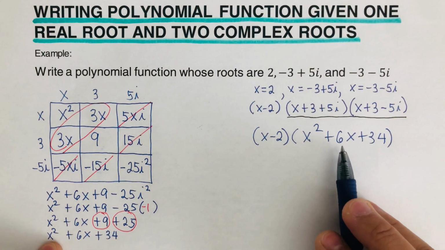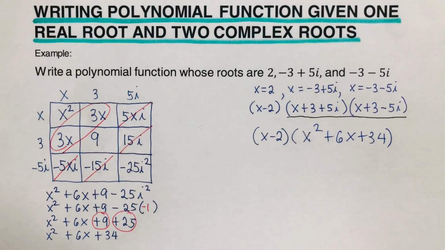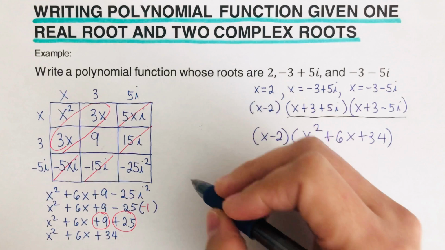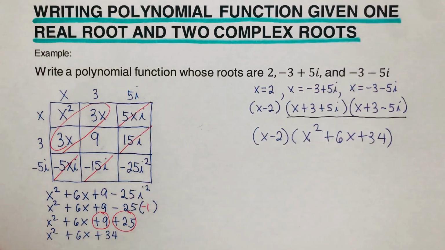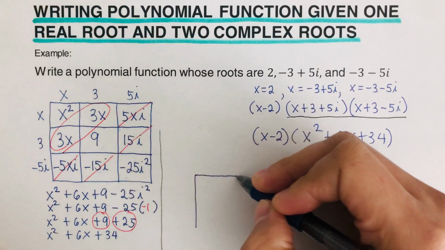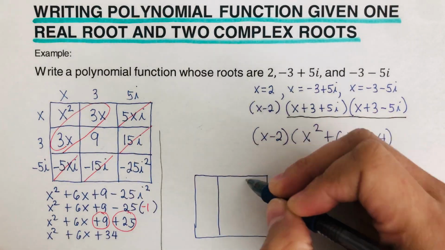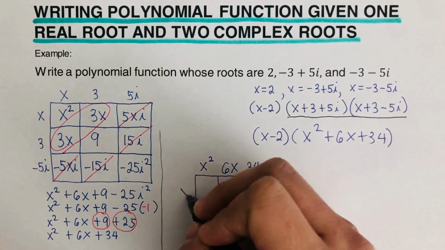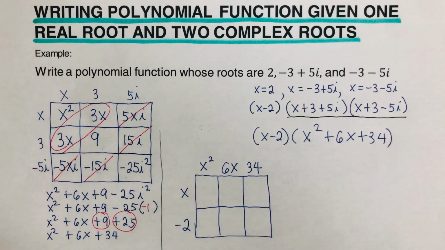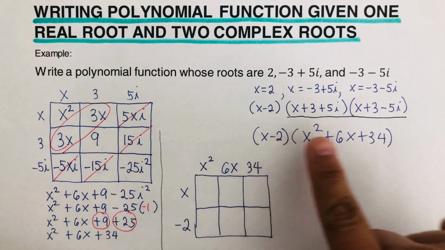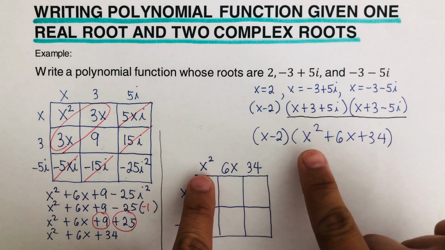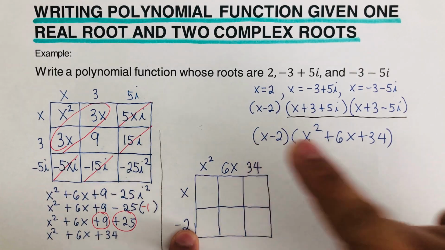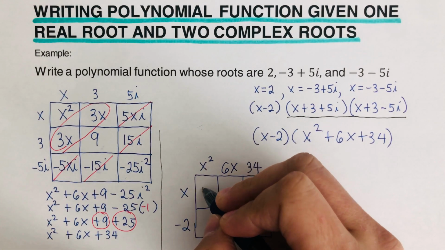The next thing that we're going to do is to multiply these two here. So then we go ahead and write a 1, 2, 3 by 2 box. So I'm going to show the box right here. It's going to be a 3 by 2. Okay, so I've set up the box for these factors right here. So I have written in here x squared, 6x, 34, and then x minus 2. So then I'm going to multiply these two.